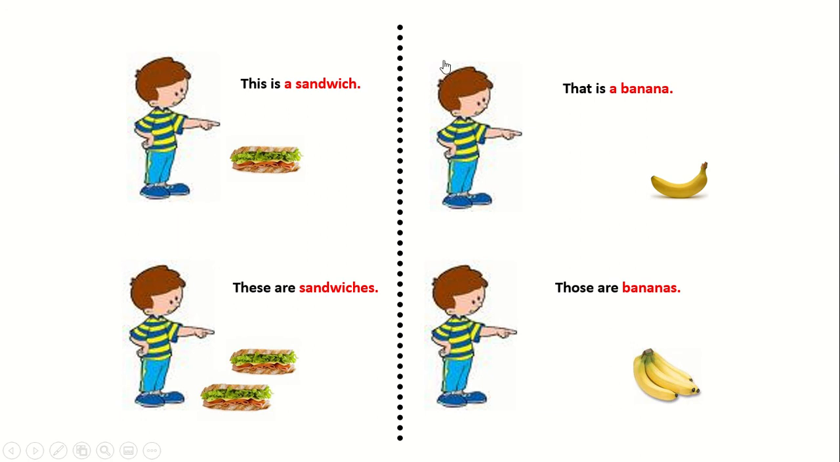So we have this and that for singular, للمفرد. But this is for the near object, الشيء القريب, that is for the far object, الشيء البعيد. And we have these and those for the plural, الجمع. But these is for the near things and those are for the far things. Take care, here we're saying things because it's a plural word.